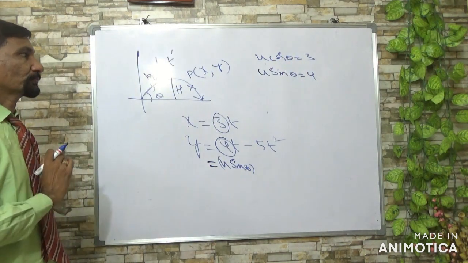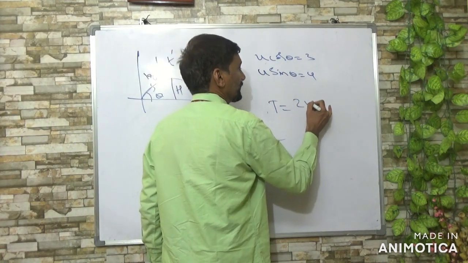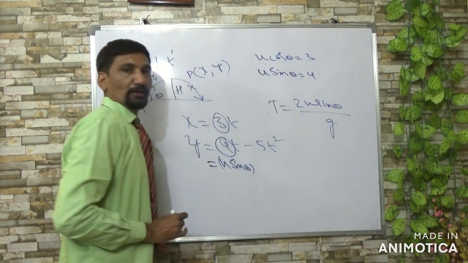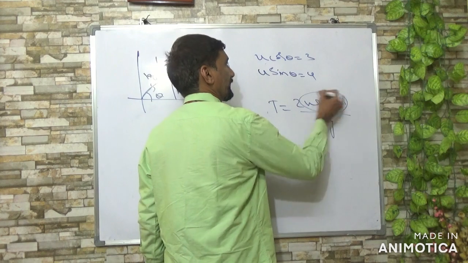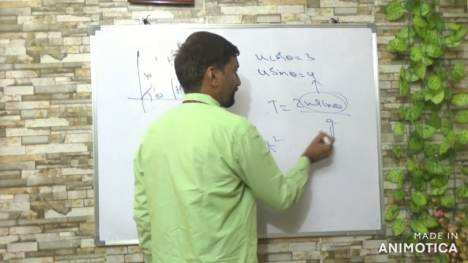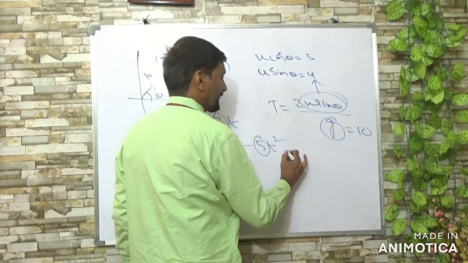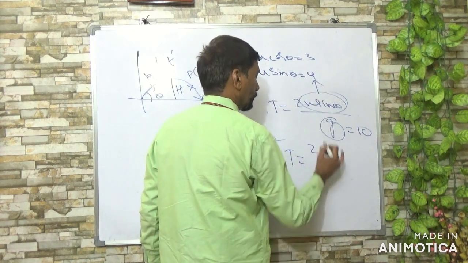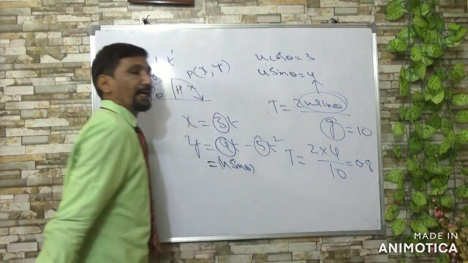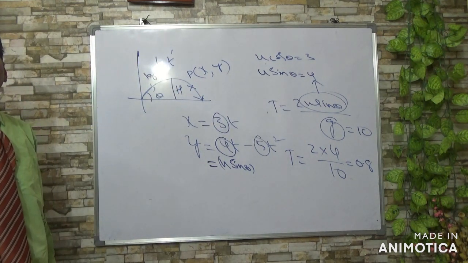Okay, now you want to find the time of flight. So what is the formula for time of flight? Just now we derived here, it is 2u sine theta by g, no? So instead of this u sine theta you can put 4. When you are comparing, g is equal to 10. So you get T equal to 2 into 4 by 10, so 0.8 seconds. It will take 0.8 seconds to reach the ground.